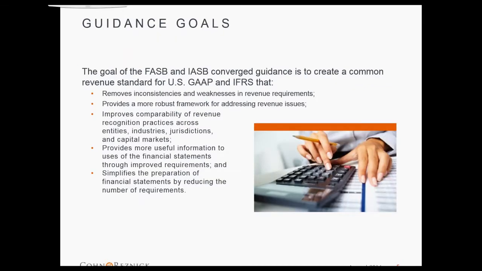The goal of the FASB and IASB converged guidance is to create a common revenue standard for U.S. GAAP and IFRS that removes inconsistencies and weaknesses in revenue requirements, provides a more robust framework for addressing revenue issues, improves comparability of revenue recognition practices across entities, industries, jurisdictions, and capital markets, provides more useful information to users of financial statements through improved requirements, and finally simplifies the preparation of financial statements by reducing the number of requirements.